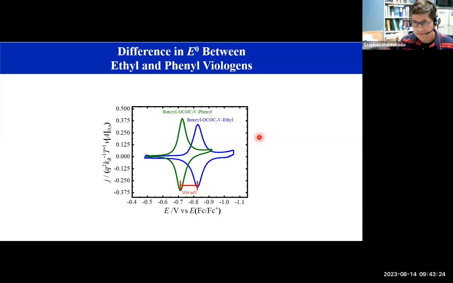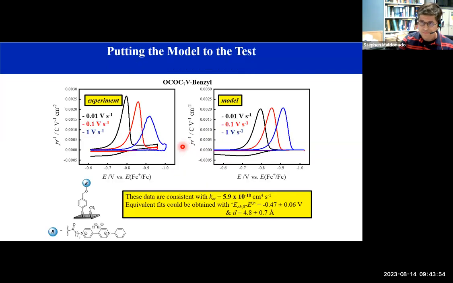That still being the case, if we do nothing to the system but change the redox molecule from the ethyl case, the blue case, to a different type of redox molecule, in this case a viologen with a phenyl group on the end, where the potential for that phenyl group is more positive by about 100 millivolts, and we do the same measurement, we should be able to predict with our model, if we're right, how that data changes by changing nothing else but the E0 for this new molecule.